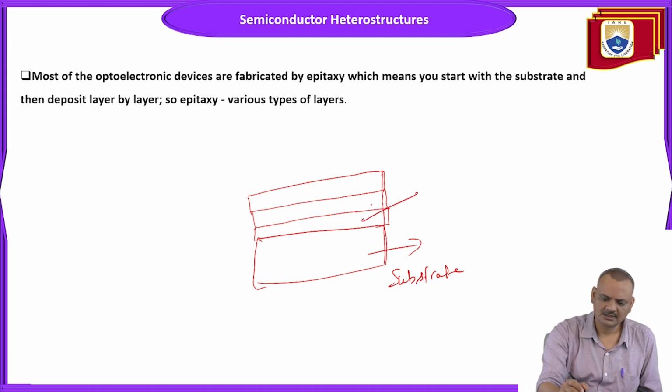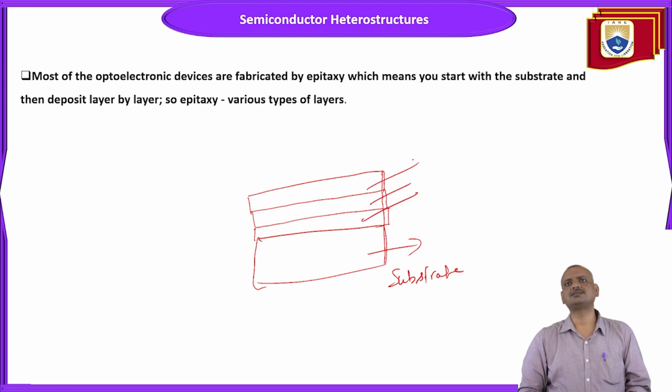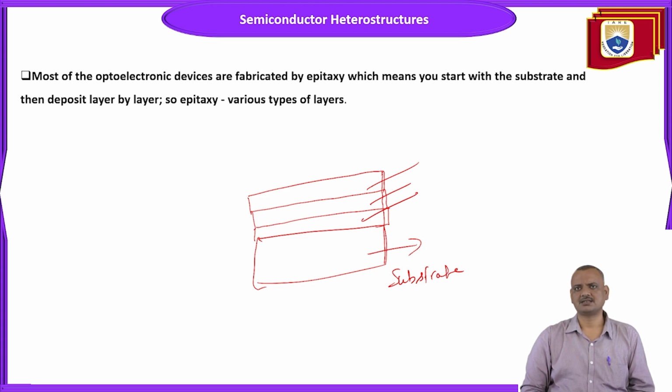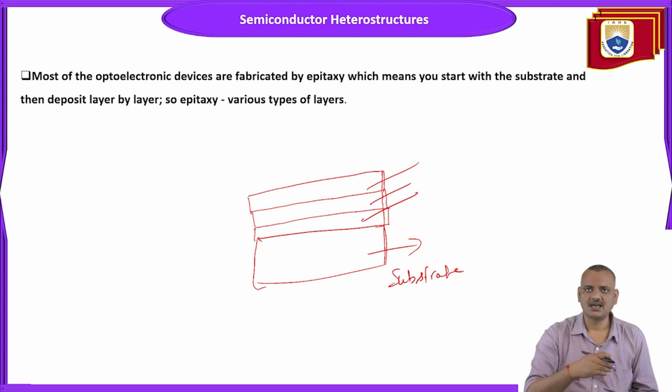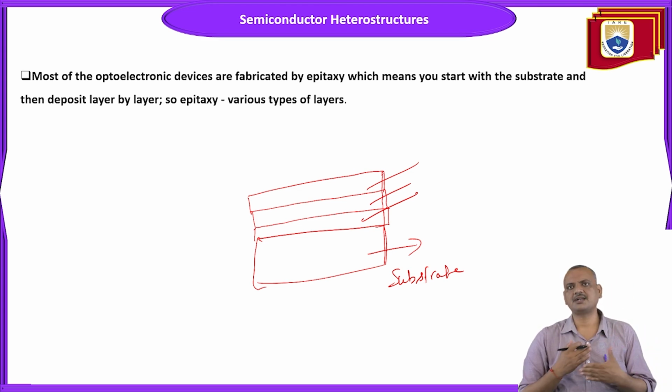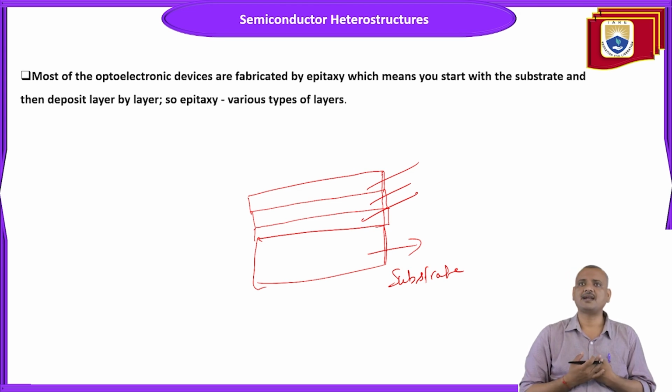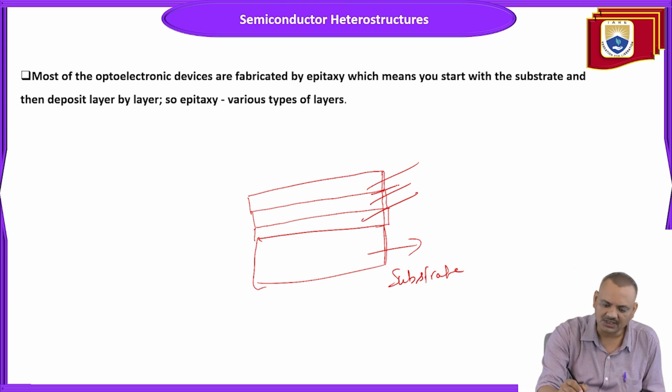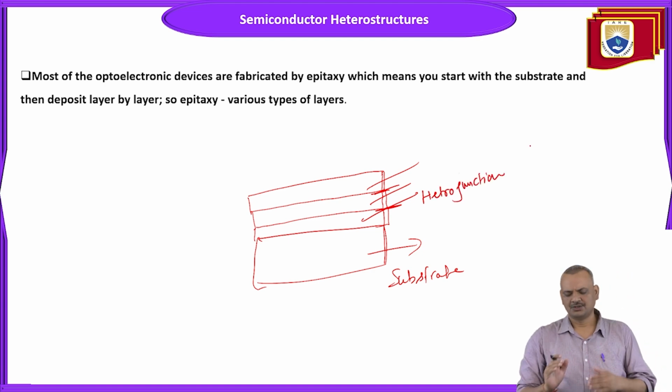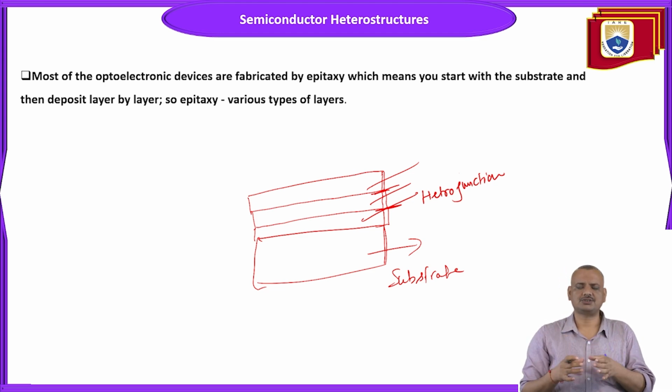And these layers are epitaxial layers. And if these layers are of different kinds of material with different band gap, these junctions are known as heterojunctions. Okay, so for optoelectronic devices, these heterostructures or heterojunctions will play a very important role.